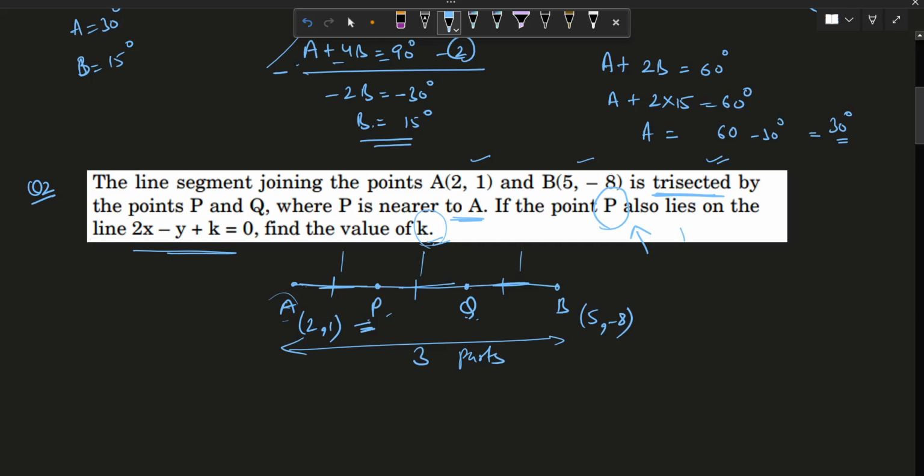Read the question. Further part, it says that if the point P also lies on the line 2x minus y plus k equals to 0, find the value of k. So let us find the value of k.